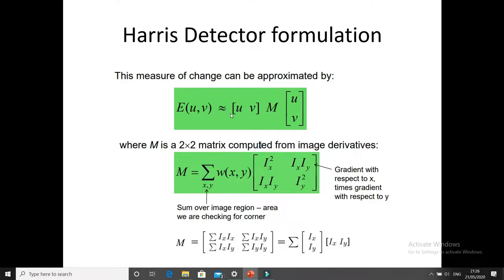Here M is a 2x2 matrix computed from the image derivatives. We can see M contains Ix squared, IxIy, and Iy squared, which are the gradients. Ix is the gradient with respect to x, Iy is the gradient with respect to y, and IxIy is the multiplication of these two. So this M term consists of only the gradients and this window function.